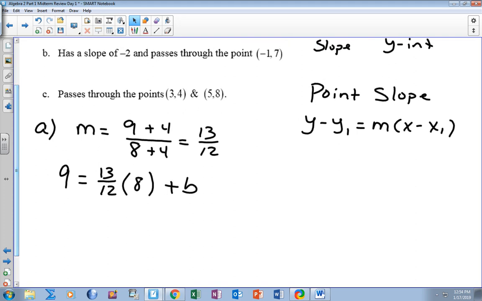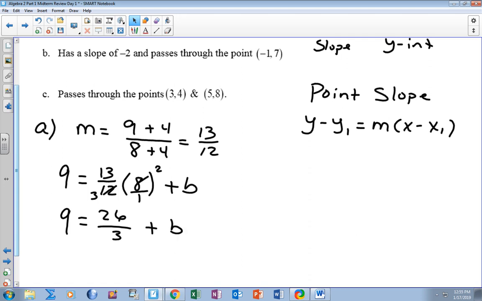So how do we find our b value? Well, we have this 8. We can make 8 a fraction, and go 13 times 8 divided by 12. If I wanted to reduce this, 4 goes into 8 2 times, and 4 goes into 12 3 times, which makes it easier to multiply across. I get 26 over 3. If you put 13 twelfths times 8 in your calculators, it'll give you 26 over 3.